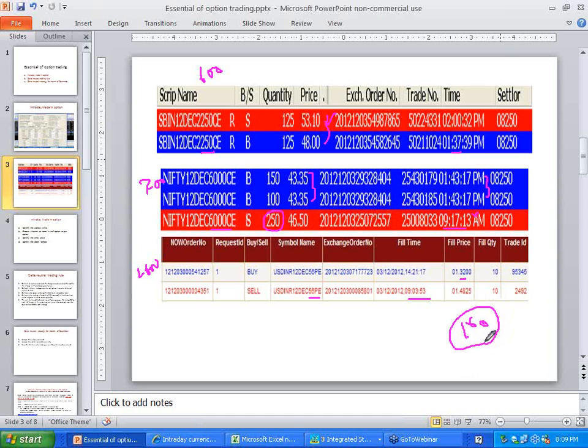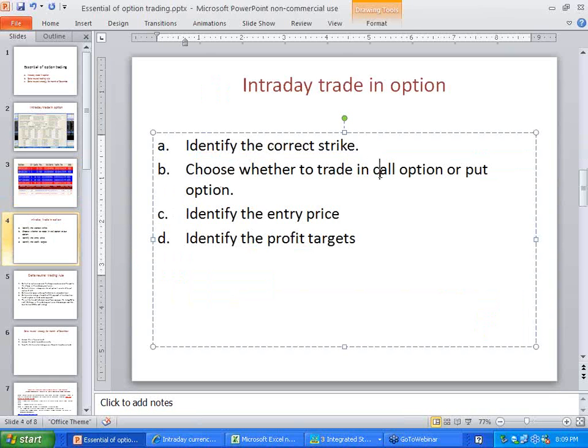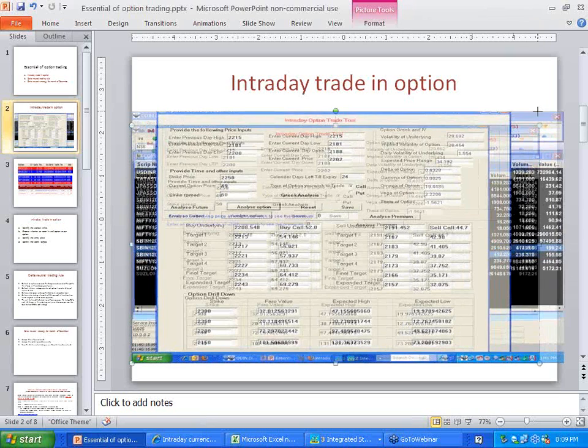So all these trades are done based on this principle: identifying the correct strike, choosing whether to trade in call option or put option, and identifying the entry price and profit target. Due to lack of time, I may not be able to analyze all the trades for you, but one trade of the State Bank of India, let me explain it.